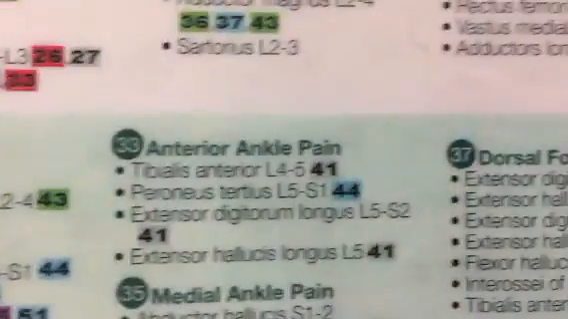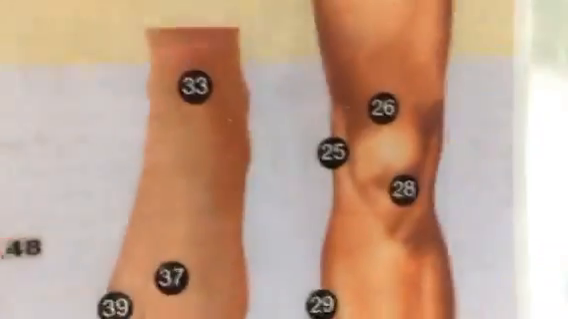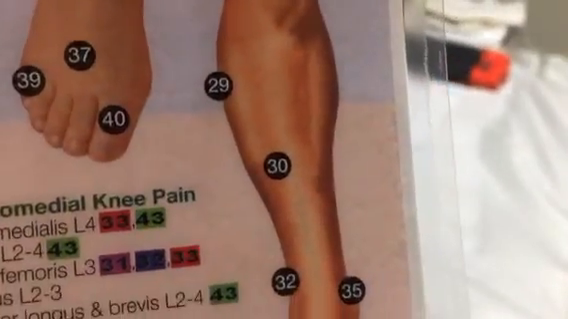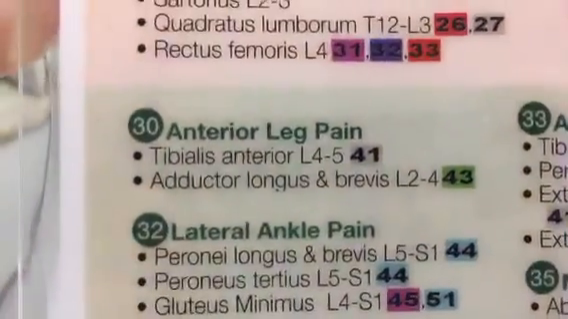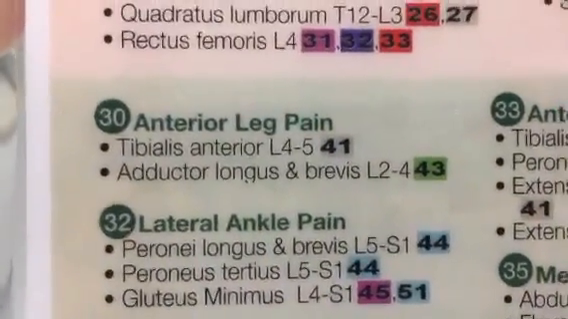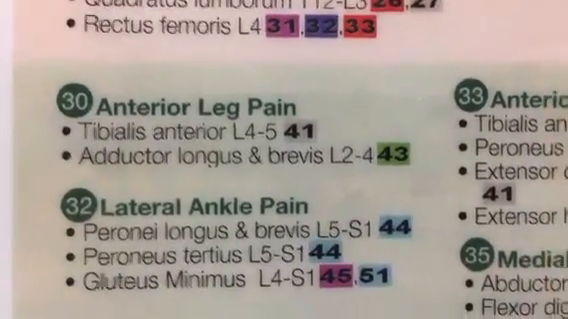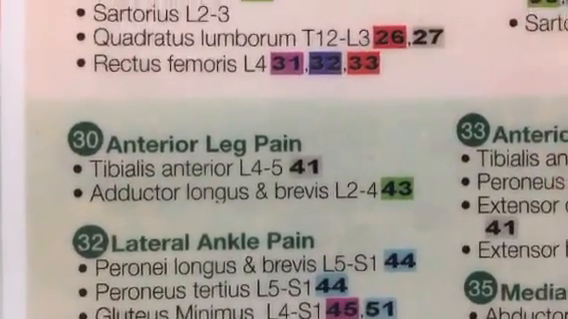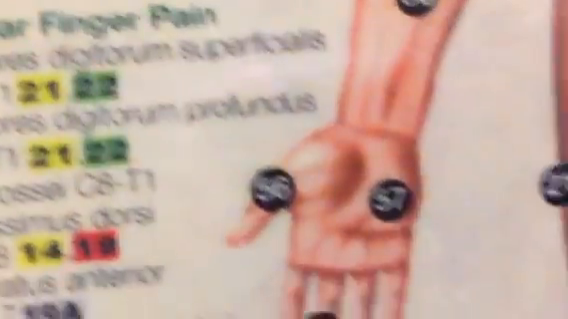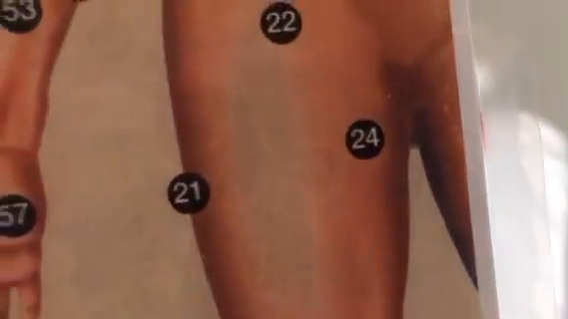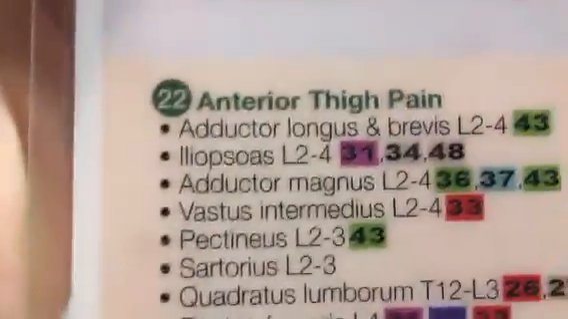Only two groups of muscles cause the pain in the anterior leg, so it's three muscles. It's the tibialis anterior, and the adductor longus and brevis. Oh, that's interesting. Adductor longus and brevis, that's way up there in the thigh. Yes, like where 24 would be. And that causes pain right there, in the anterior lower leg.